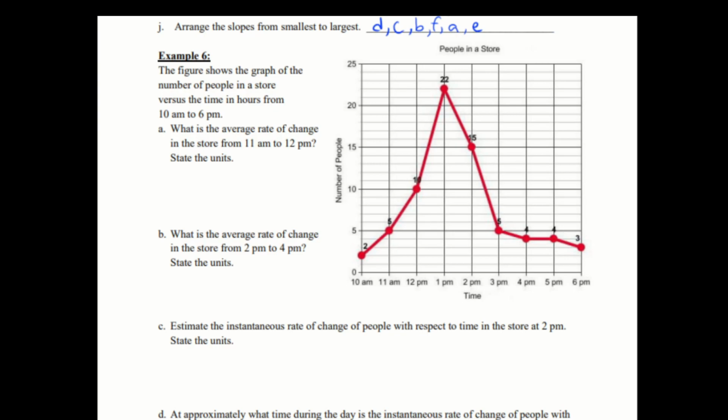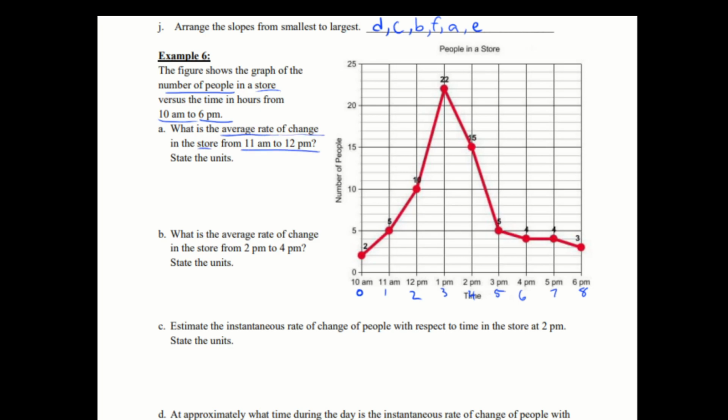Alright, this is where it gets a little bit more complicated. We're using both skills that we just learned, to read a graph and find the average rate of change, right? So this graph shows the number of people in a store from 10 a.m. to 6 p.m. The first thing I'd like to do is number our x values. Instead of saying 10 a.m., 11 a.m., we're going to say 0, 1, 2, 3, 4, 5, 6, 7, and 8.